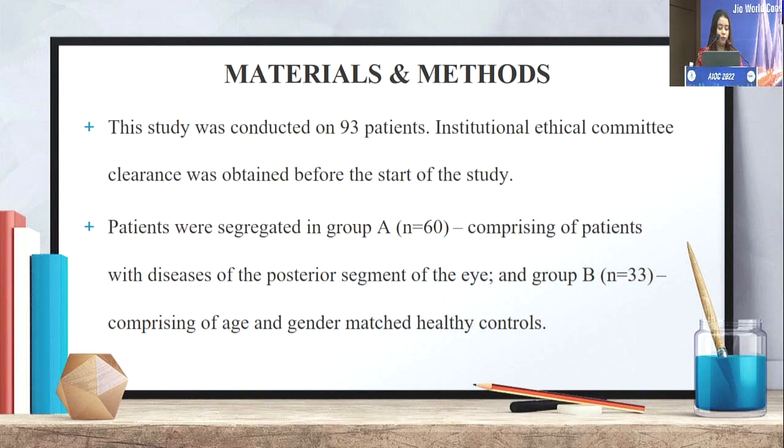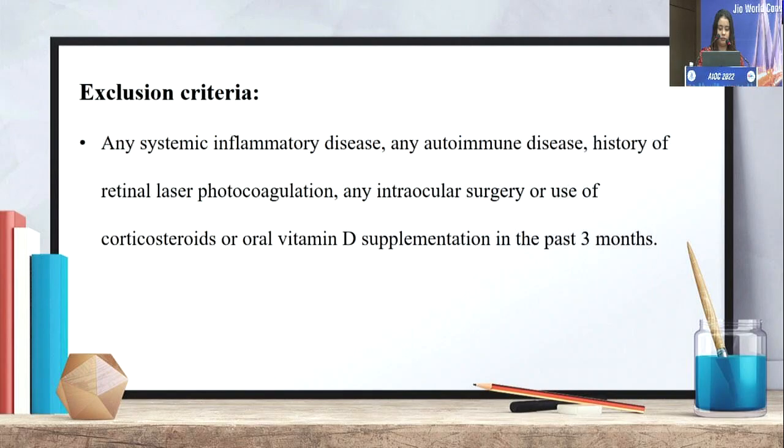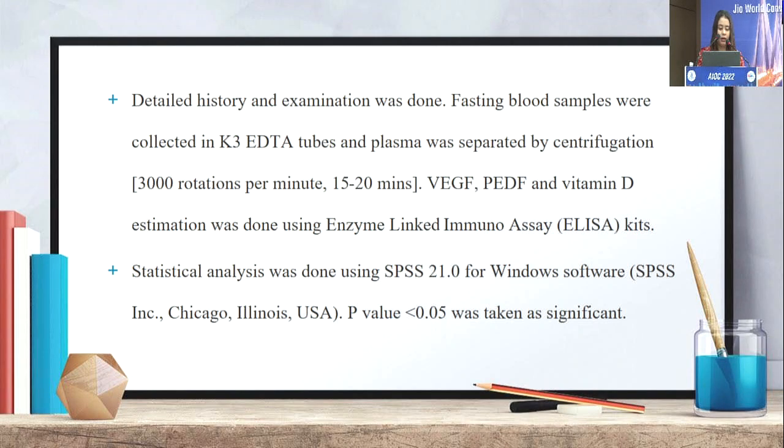Patients were segregated into Group A and Group B. Group A comprised 60 patients and Group B 33. Group A was mainly patients with disease of the posterior segment of the eye, and Group B was age- and gender-matched healthy controls. Any systemic inflammatory disease, any autoimmune disease, history of retinal laser photocoagulation, any intraocular surgery or use of corticosteroids or oral vitamin D supplementation in the past 3 months were excluded from the study group. Detailed history and examination were done, fasting blood samples were collected, and VEGF, PEDF, and vitamin D estimation was done using ELISA kits.